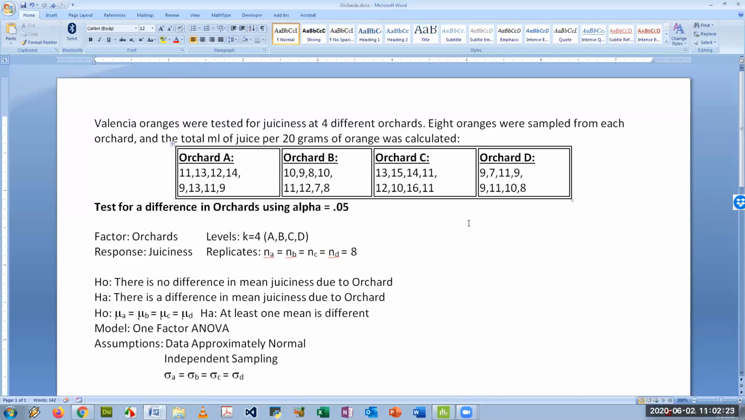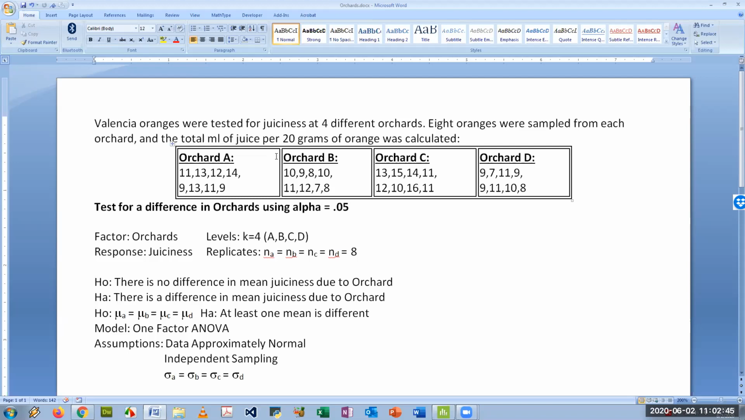Hi, this video is to show how to run one-factor ANOVA in Minitab. So the data we're going to use is this information about Valencia oranges. Valencia oranges were tested for juiciness at 4 different orchards. 8 oranges were sampled from each orchard, and the total milliliters of juice per 20 grams was calculated. So the higher the number, the juicier the oranges.